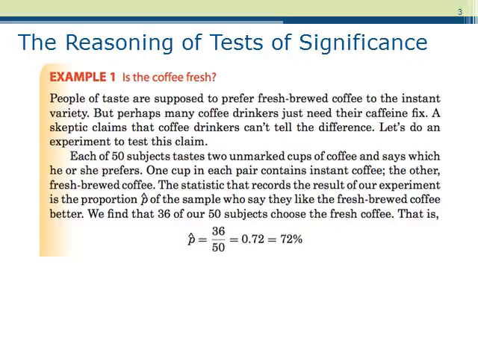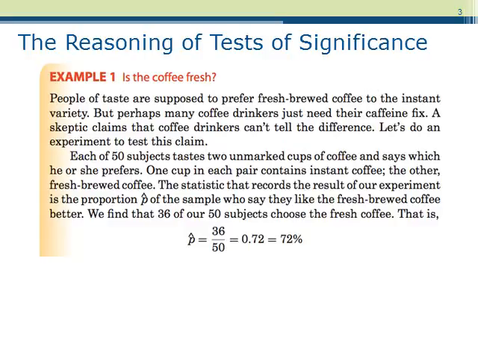Let's start with an example. People of taste are supposed to prefer fresh brewed coffee to the instant variety, but perhaps many coffee drinkers just need their caffeine fix. A skeptic claims that coffee drinkers can't tell the difference, so let's do an experiment to test this claim. 50 subjects will taste 2 unmarked cups of coffee and say which he or she prefers. 1 cup in each pair contains instant coffee and the other fresh brewed.